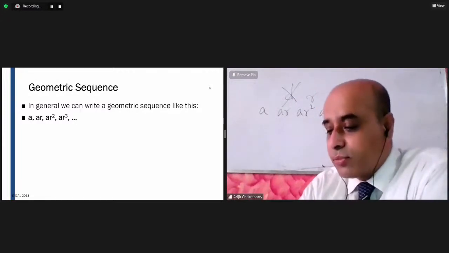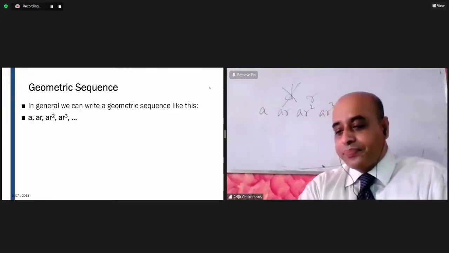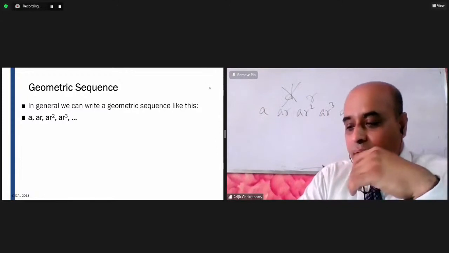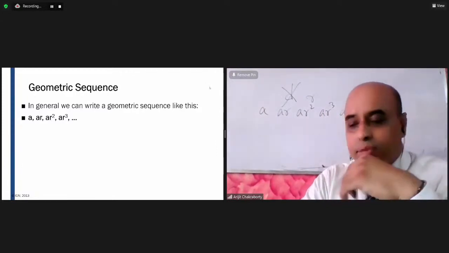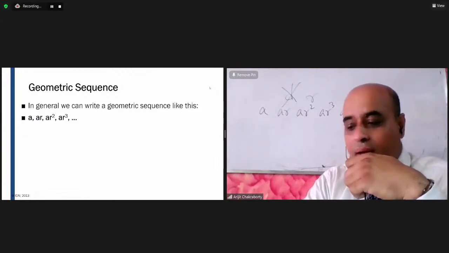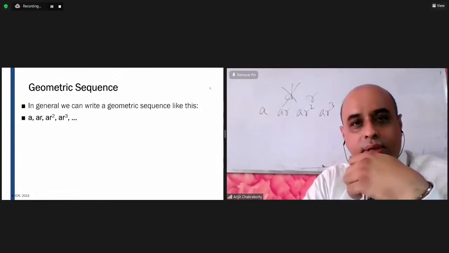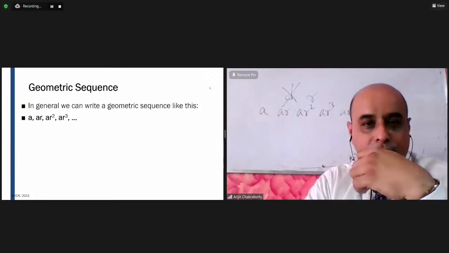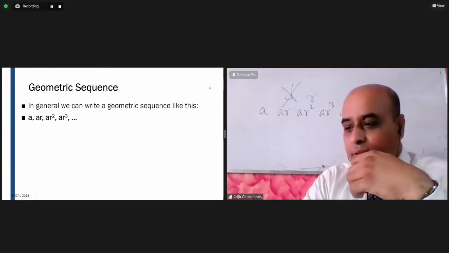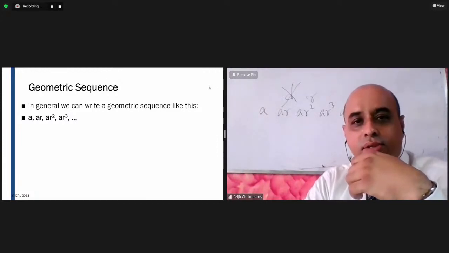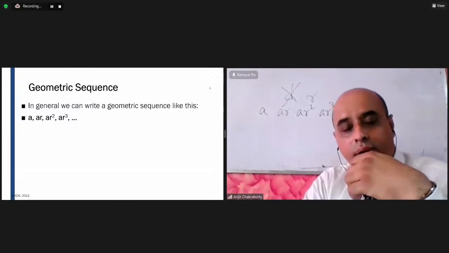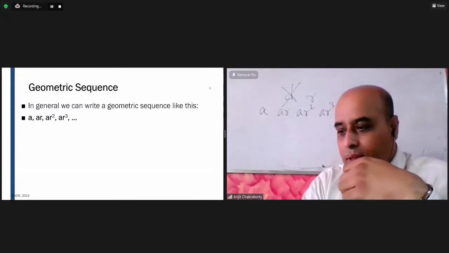Okay, let me take some questions. Now, what if the common difference is equal to 0? There's a question from Karan: if the common difference is 0, what happens? This is not a sequence, because it does not change. There's no change, so there is no such concept as having a common difference of 0.